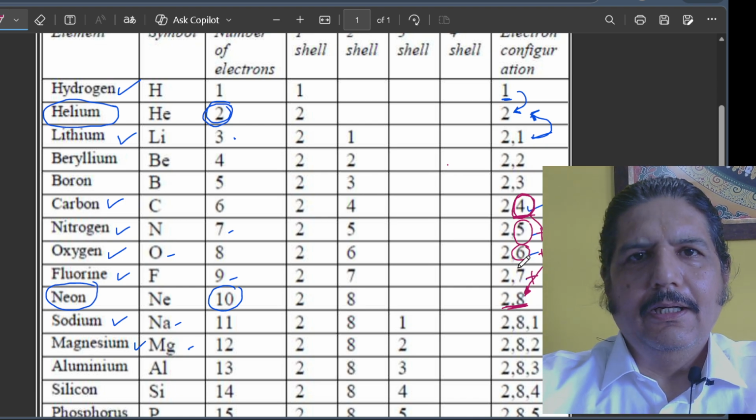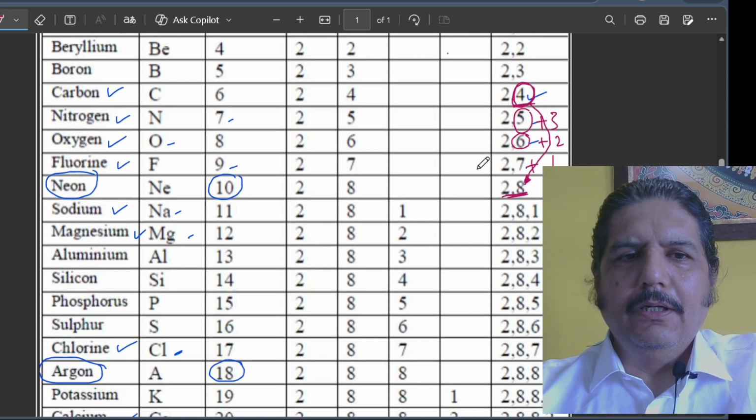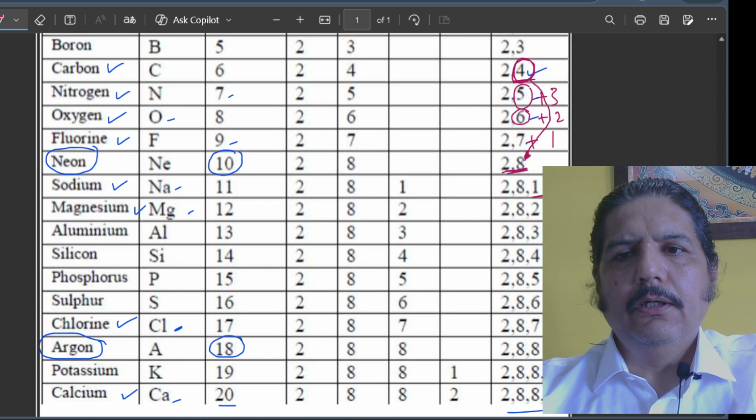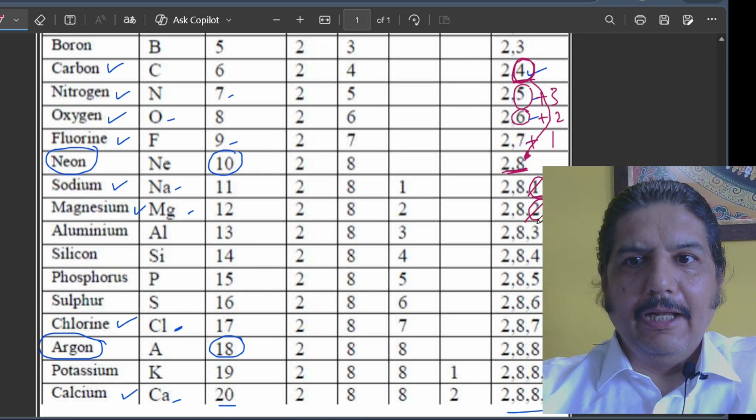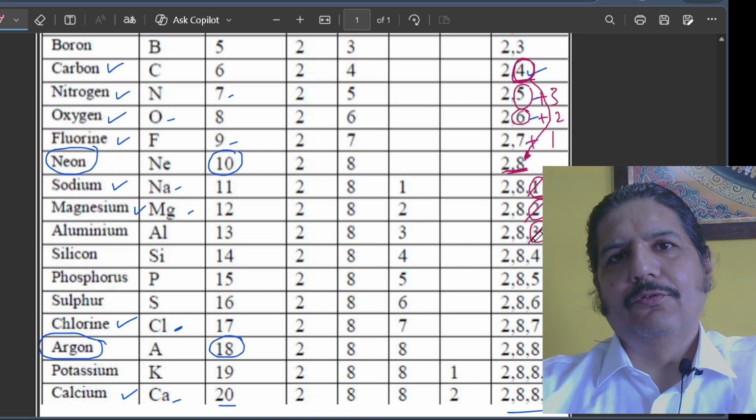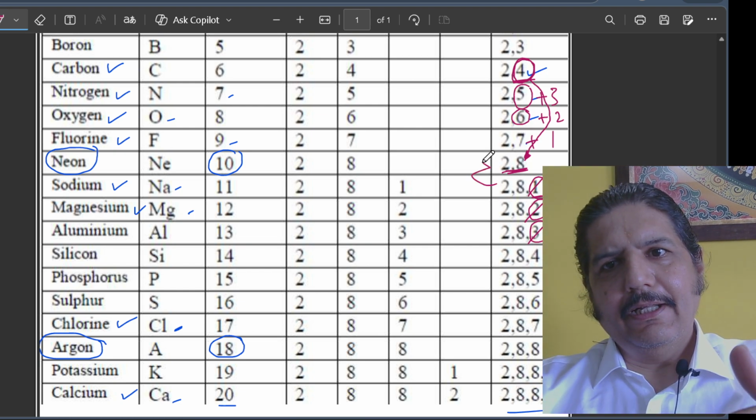I hope you are with me till here. Now, if we take the example of sodium, it wants to lose one electron. Magnesium wants to lose two electrons. Aluminium wants to lose three electrons, so that it can have a configuration like neon.